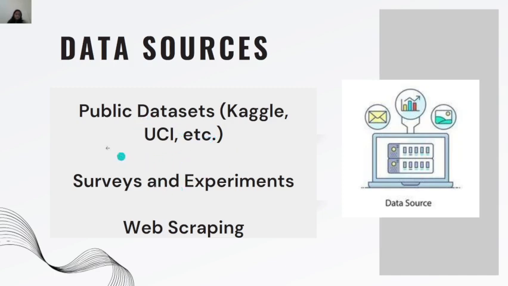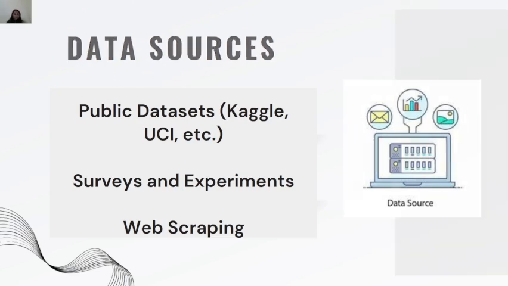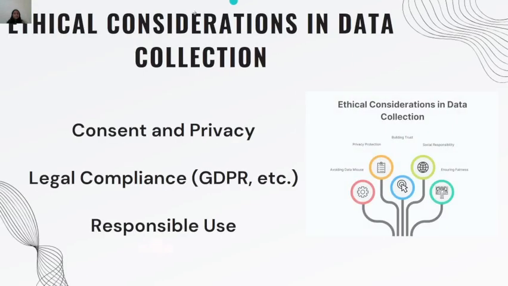Okay, so now we know where the data comes from. Next we have ethical considerations in data collection. So, consent and privacy. As we know, data collection isn't about just gathering numbers. We must be mindful of ethics. We must always ensure that people know their data is being collected and that it's done with their consent.